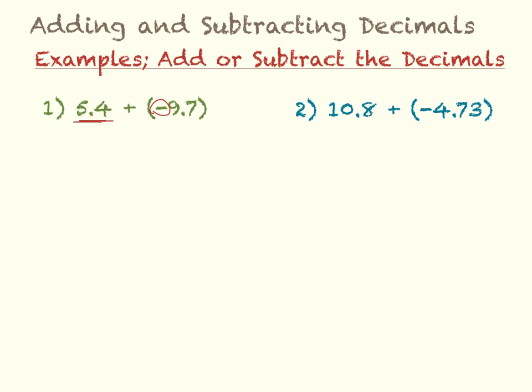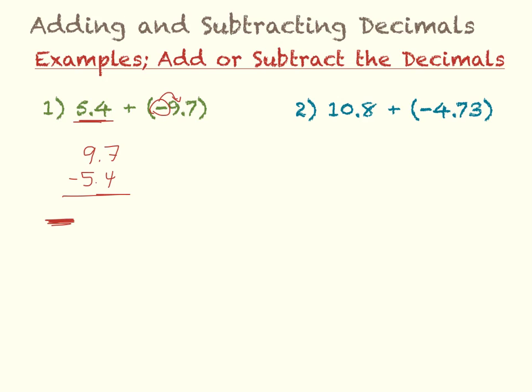So there is a negative, and that is attached to the larger number. So that means my final answer is going to be negative. So then I can just say 9.7 minus 5.4. And then I know my final answer is going to be negative because the negative was with the 9.7, which is the bigger number. So my final answer is going to be negative.